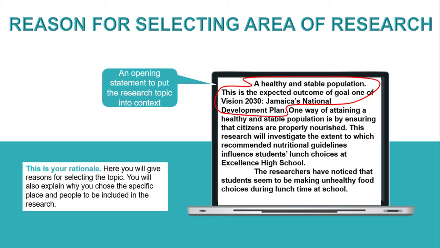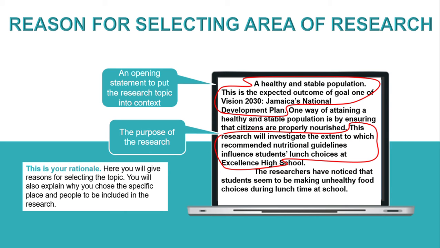One way of attaining a healthy and stable population is by ensuring that citizens are properly nourished. This research will investigate the extent to which recommended nutritional guidelines influence students' lunch choices at Excellence High School. And the reason you have this statement is because you're giving the purpose of the research. You're telling us what the research is all about.